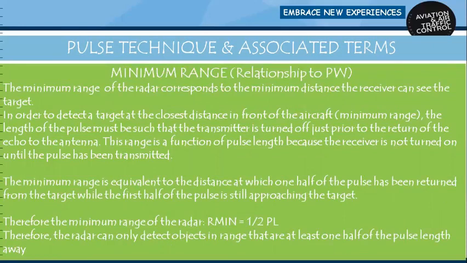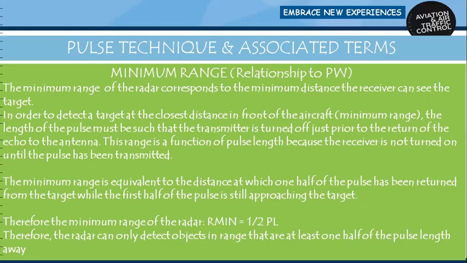Minimum range and its relationship to the pulse width. We must understand this. To detect a radar target, a pulse must travel from the transmitter to the target and return to the antenna. Since the antenna is shared by both the transmitter and receiver, a target return will not be seen if a pulse is still being sent out because the receiver is at rest. Pulse length determines this minimum range as well as the range between separate targets at which each individual target can be detected. This is known as range resolution.